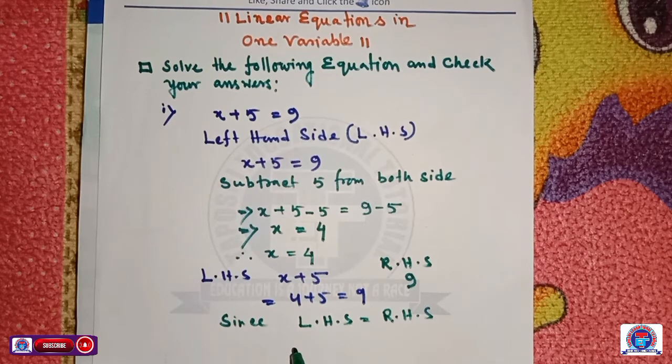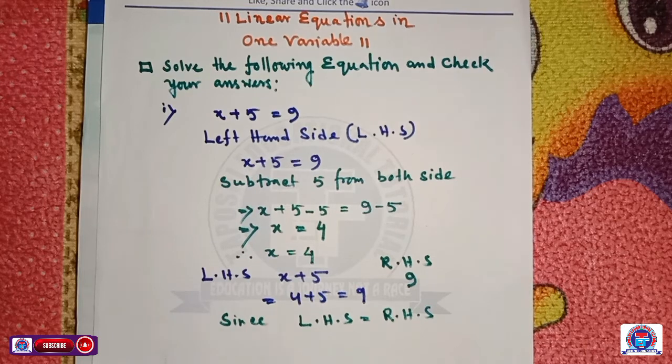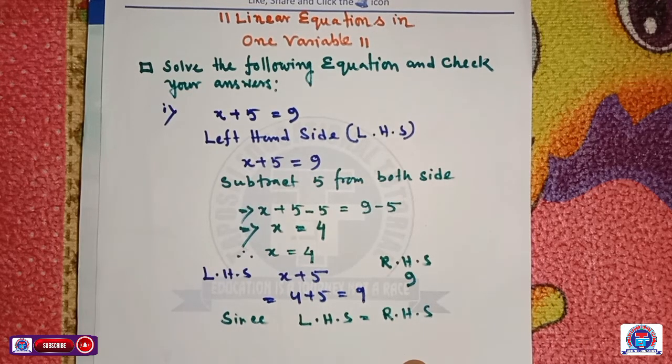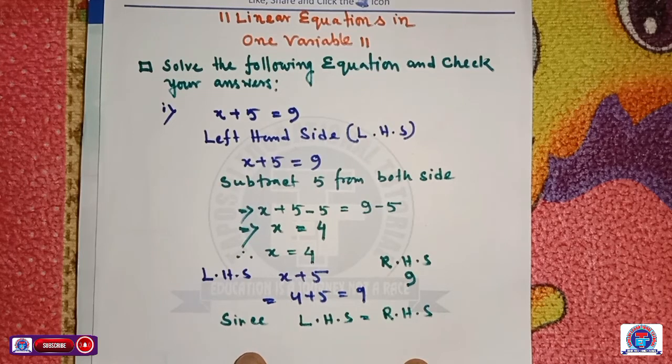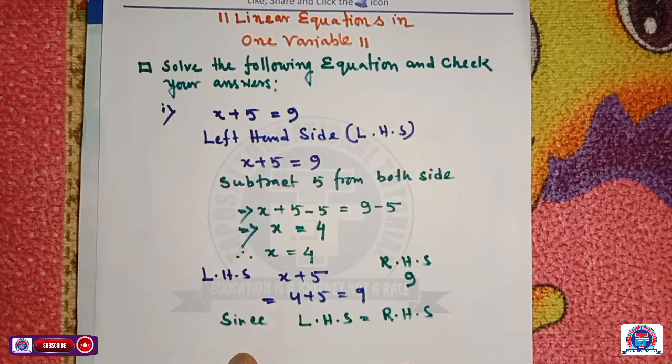So thus the rules for equality are also true for an equation. By adding or subtracting equal quantities to both sides of an equation, the equation does not change. I hope, students, these mathematical problems that I solved here you understand easily.